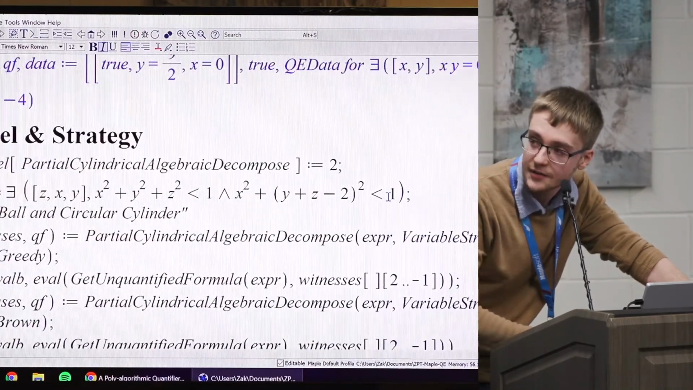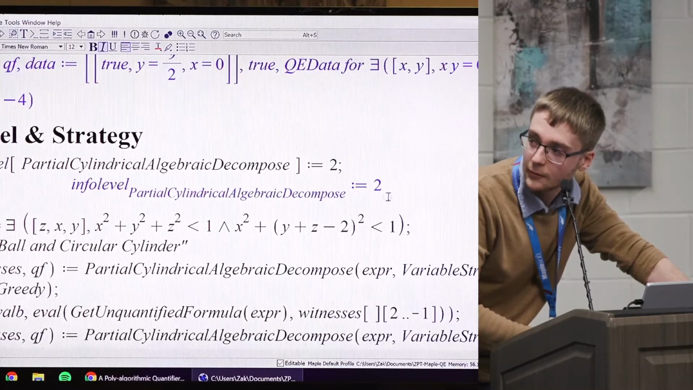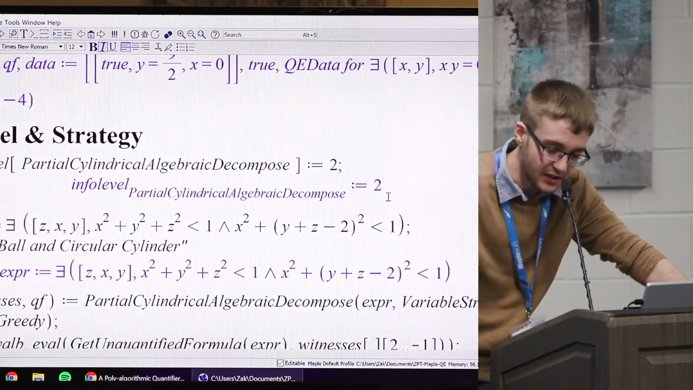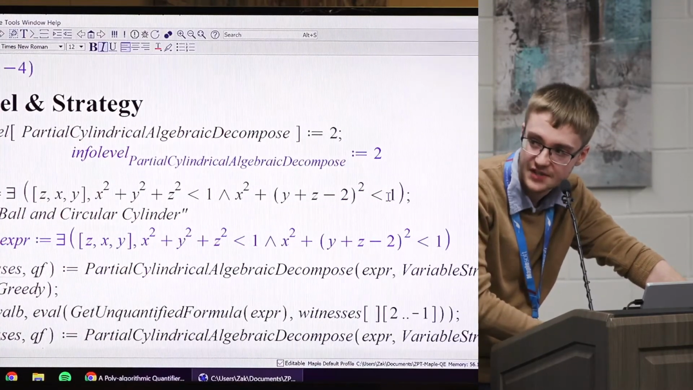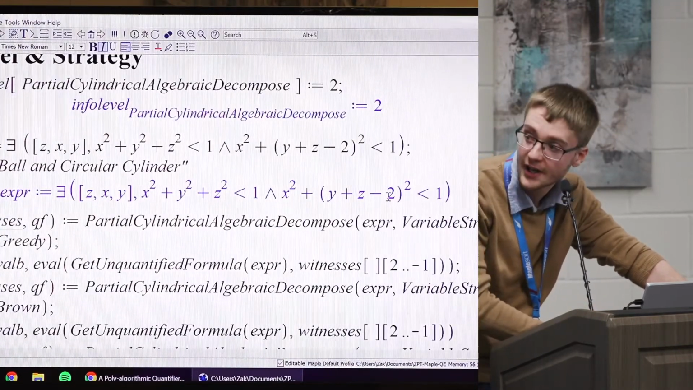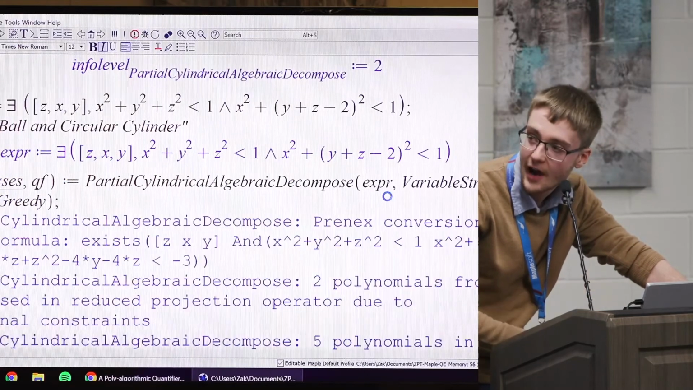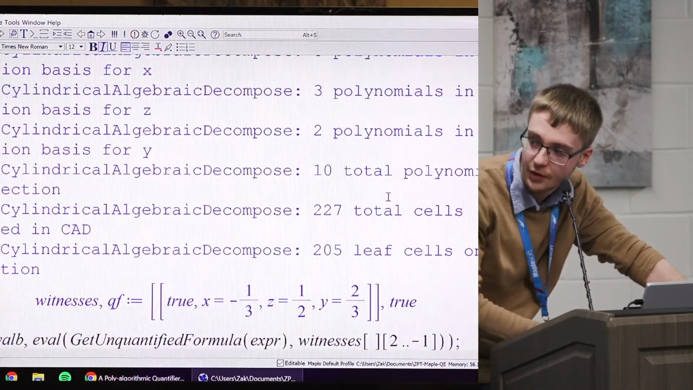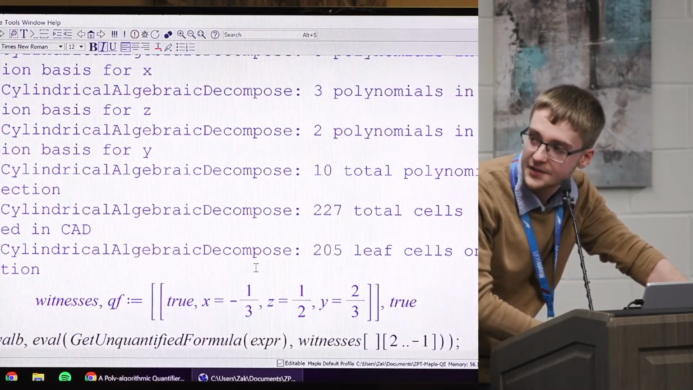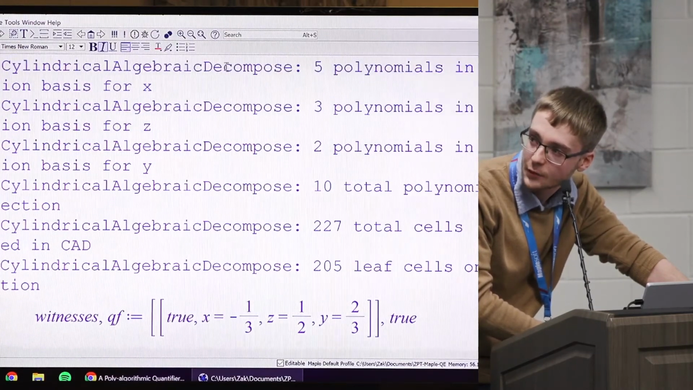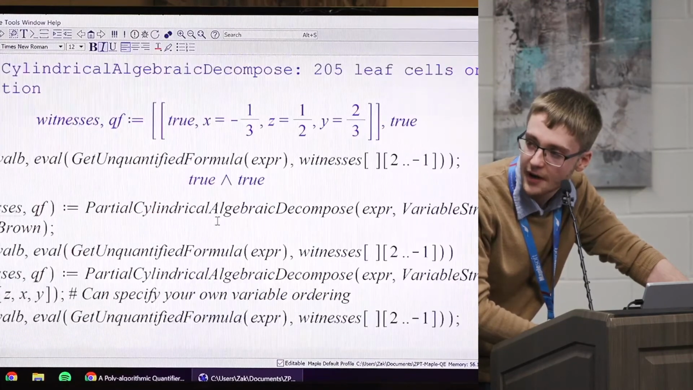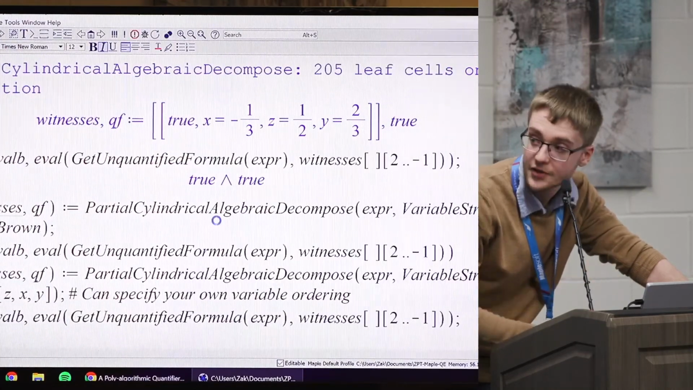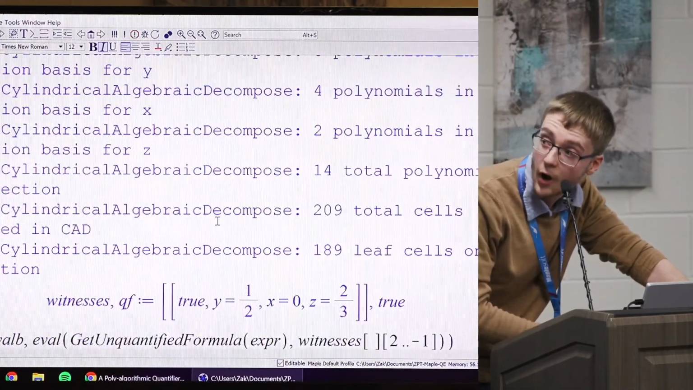And then in terms of strategy, this is basically the intersection of a ball and a circular cylinder. This is an algebraic geometry problem, really. If I do partial CAD on that, I can choose a variable strategy there. So I've chosen the greedy one. And then it says true. So here it did x, z, y. And checking that's all right. That's completely fine. And then I can choose another variable strategy. And there it did y, x, z.